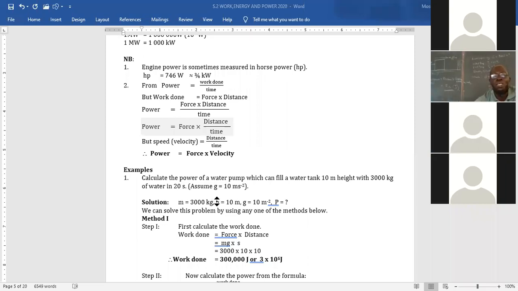So what does H stand for? H stands for the height, the height through which we are going to lift that mass of water. Then our G is the gravitational acceleration. What is the question? Calculate the power of a water pump which can fill... So we are looking for power.